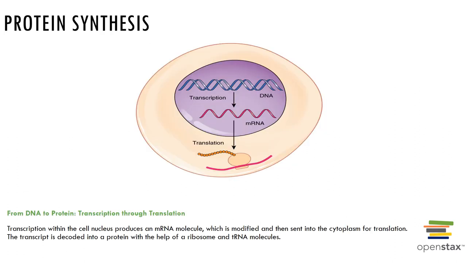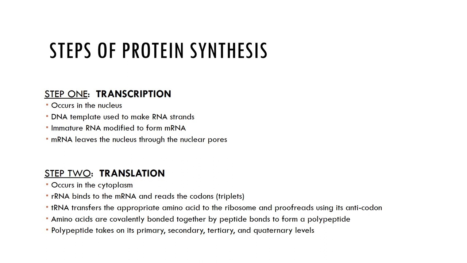Now, the process of protein synthesis is with DNA replication. And there's various steps: transcription and translation. Transcription is within the cell nucleus, and translation is in the cell cytoplasm. Now, the steps of protein synthesis are outlined here. The DNA template is used to make the RNA strands. Immature RNA is modified to form messenger RNA. Messenger RNA leaves the nucleus through the nuclear pores. And then translation occurs in the cytoplasm.